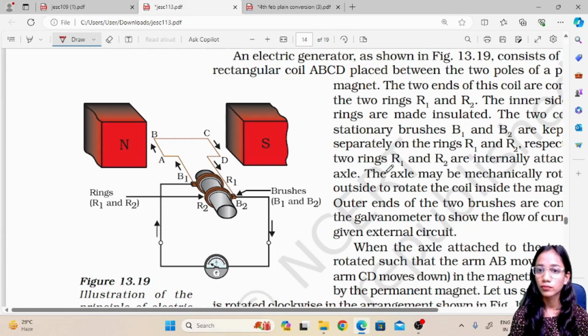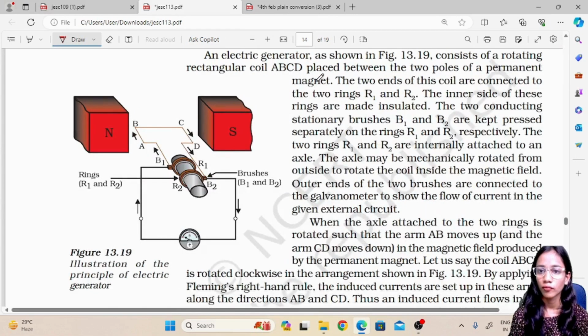Okay, the two conducting stationary brushes are B1 and B2. These are brushes, right? And the rings are R1 and R2, the full ring R1 and the full ring R2, with B2 and B1 respectively. They are internally attached to an axle. Now the axle may be mechanically rotated from outside to rotate the coil inside the magnetic field.